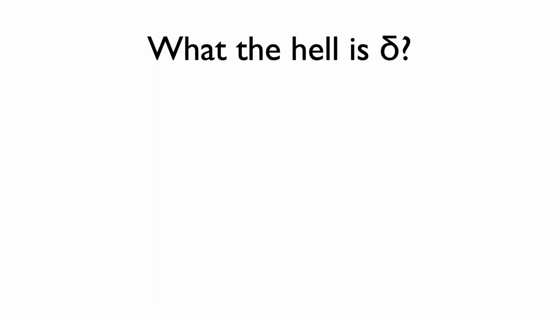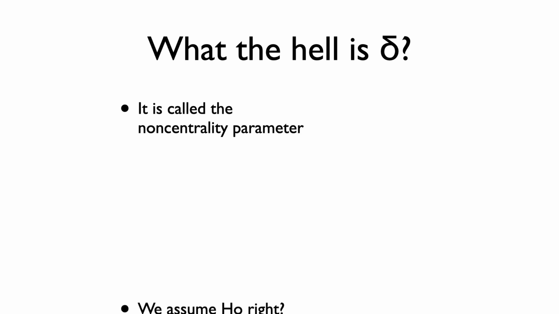You might wonder, what the hell is delta? What is this? Well, it's got a name. It's called the non-centrality parameter. I'm only throwing this in because I know if I was being taught this, I'd say, well, nobody's told me what that is, and I'm going to tell you what it is. It's called the non-centrality parameter.